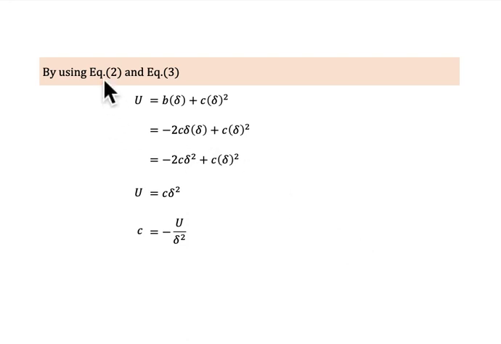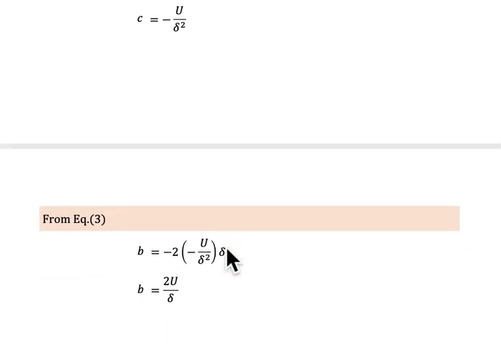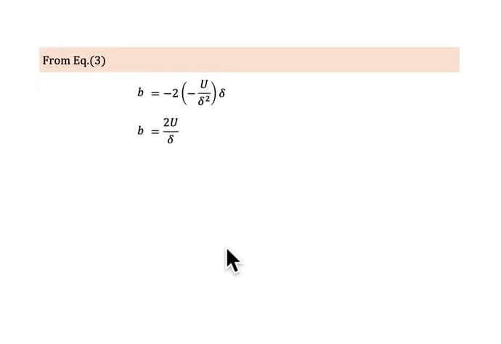Now we have equation 2 and equation 3. We could solve them simultaneously. As you can see here, we find that capital U is equal to C delta squared, and so c is equal to minus U over delta squared. At the same time, we find that B is equal to 2U over delta.